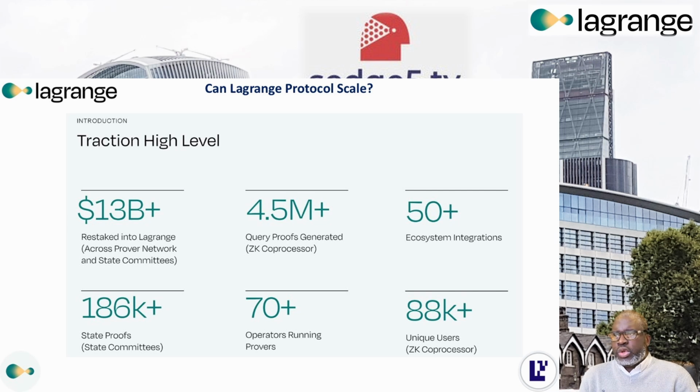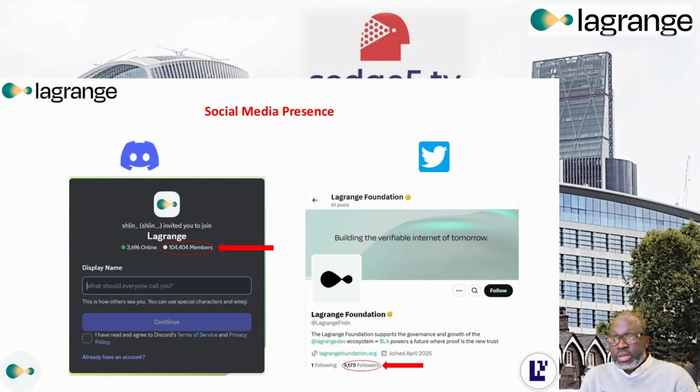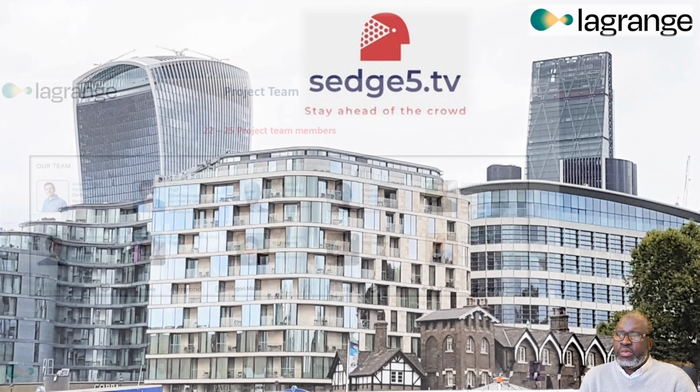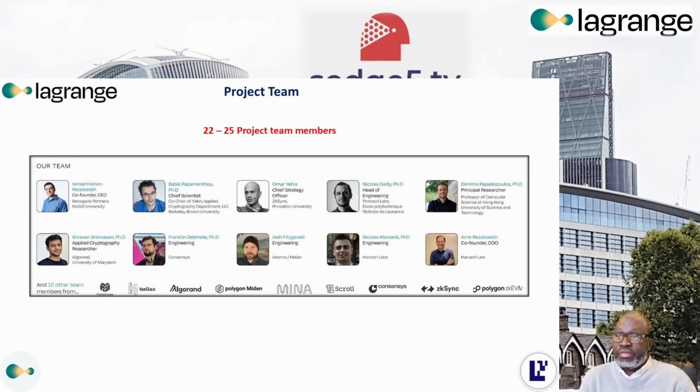In other words, Lagrange's ZK prover network enables dynamic, infinitely scalable proofs for everything, including large-scale rollup ecosystem. Moving on to social media presence via X, formerly Twitter, we are looking at approximately 9,200 X followers, and via Discord, we are looking at approximately 104.5 thousand Discord members. So a lot of Discord members and not much on X, formerly Twitter. And according to publicly available information, there are between 22 to 25 team members.